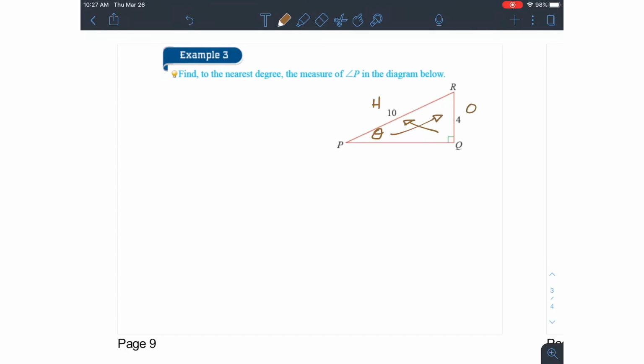Across from theta is our opposite, and then the base here is the adjacent. We are not going to use the adjacent to solve this because there is nothing there, so we are going to use opposite and hypotenuse. And then from SOHCAHTOA, opposite and hypotenuse tells us that sine is what we will use.